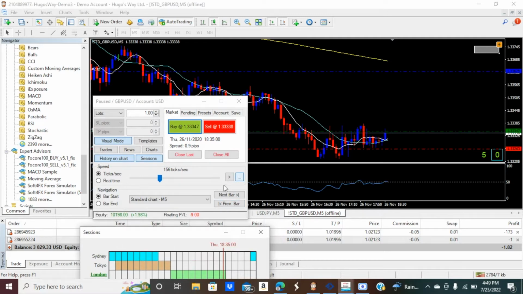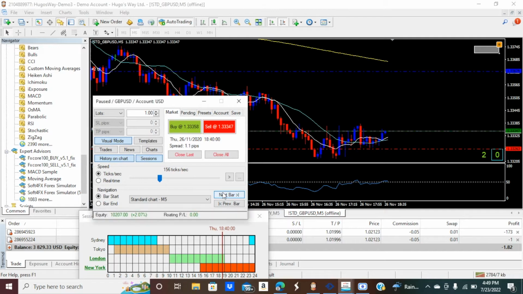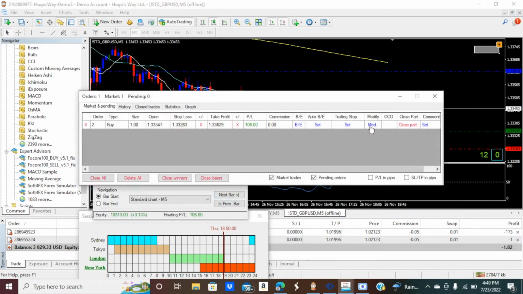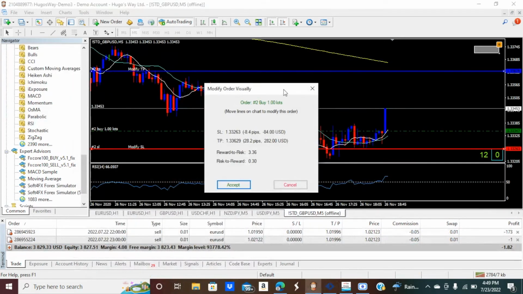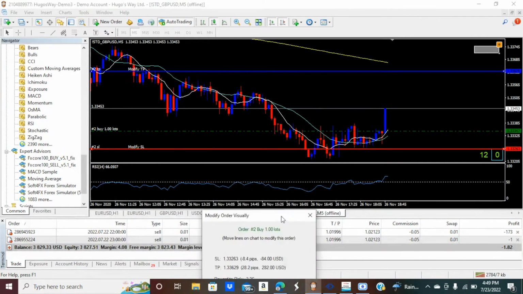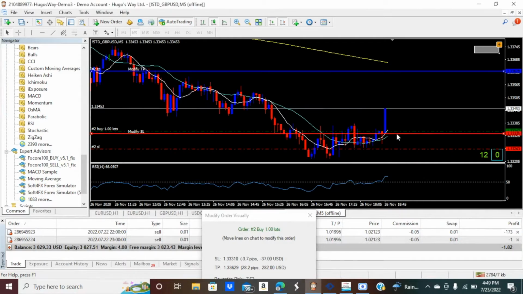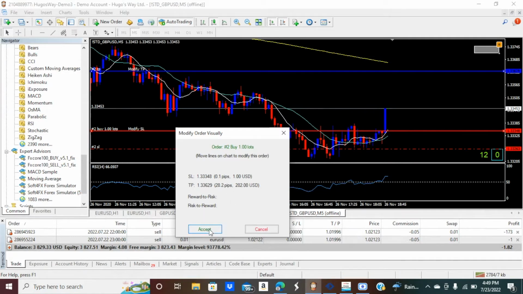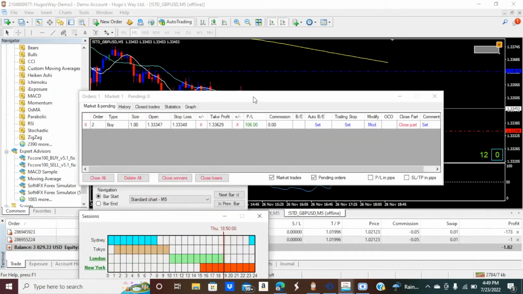Alright, so we have our target set there, and instead of the play button, I'm going to do it bar by bar so it doesn't just go crazy like it did last time. So we're going to play bar by bar. And here is where I'm going to actually trail it because of how I see the market is moving. So we're going to go to trades, go to modify, and I'm going to go ahead and move that stop loss right up under that large engulfing candle there. That's our stop loss and take profit.